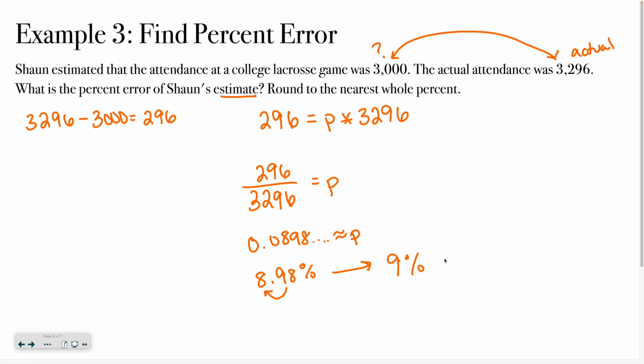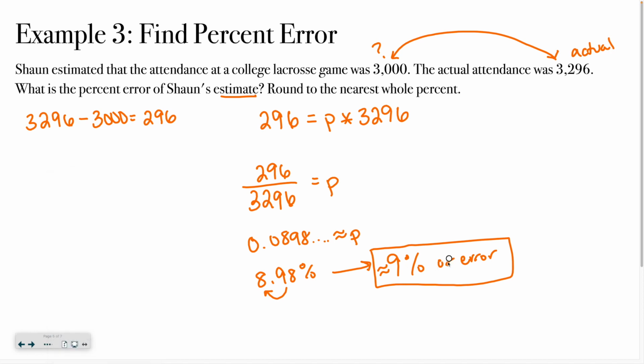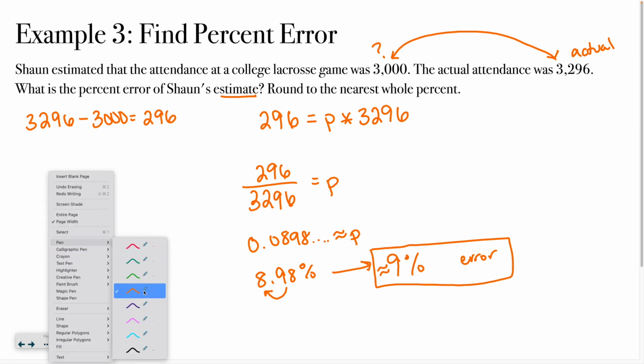So I would say it was a 9% of error. And I would say that it's about 9% error. So you don't actually have to include the word the. You can just say about 9% error. Okay? So hopefully that doesn't seem too bad.